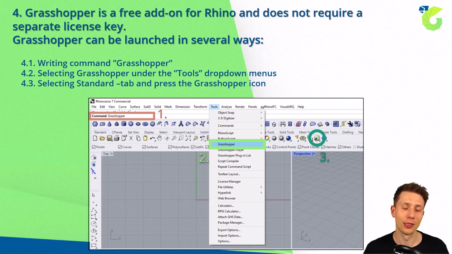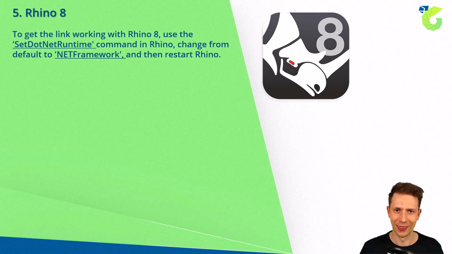Next point is to open Grasshopper. To open Grasshopper, for sure you already know, you can go to the command line and just write Grasshopper. The second option is to go to tools and choose Grasshopper from there, and the third one is just to click the icon. In this way you will open Grasshopper.